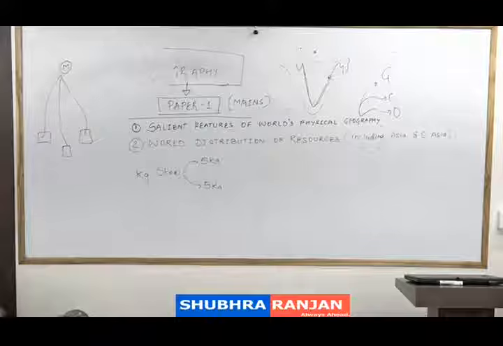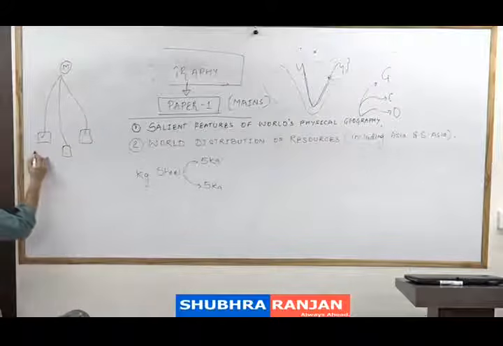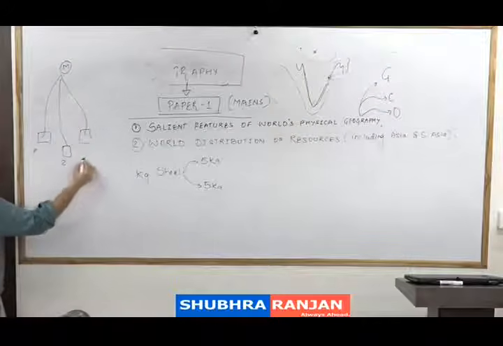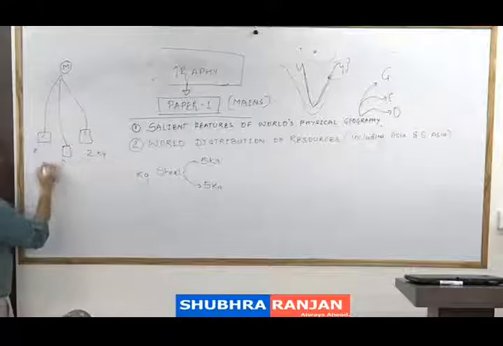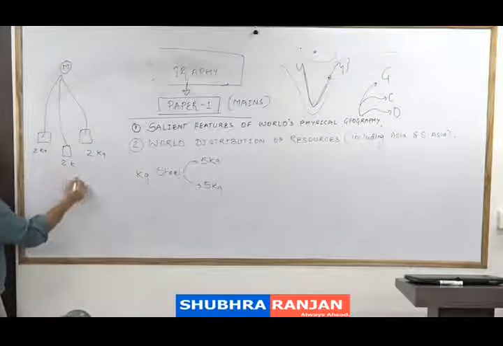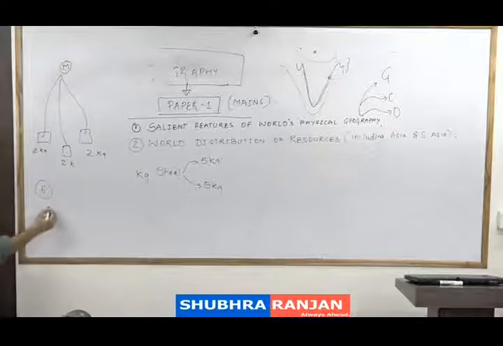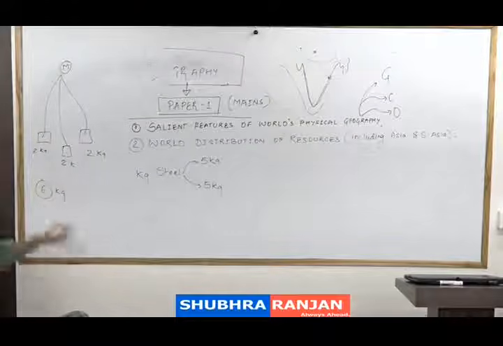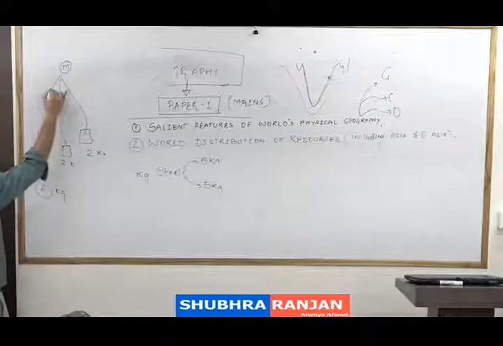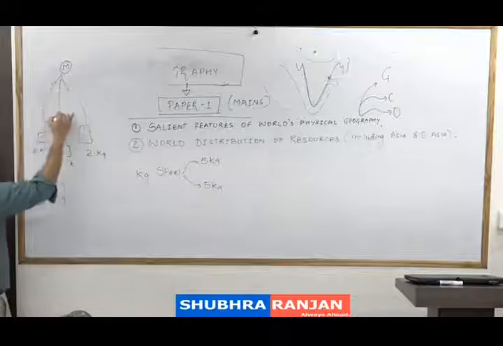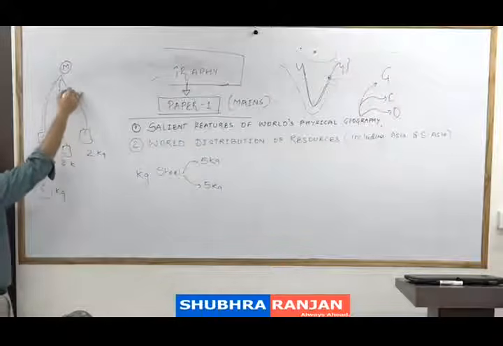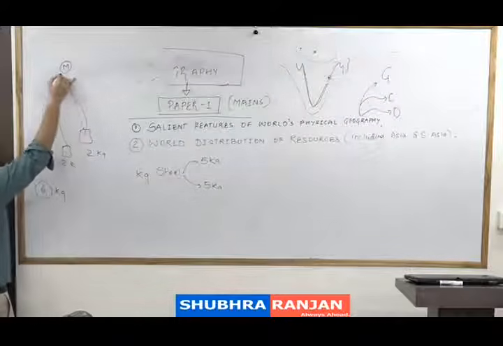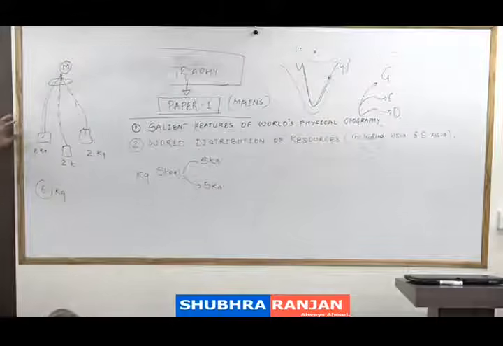And these are the industries whose raw materials are required in less amount, maybe 2 kgs, 2 kgs and 2 kgs, but the finished good is maybe 6 kgs. So what will you do? You will transport the lighter material near the market, save the transportation cost, and set up an industry here so that you will be saving the cost.